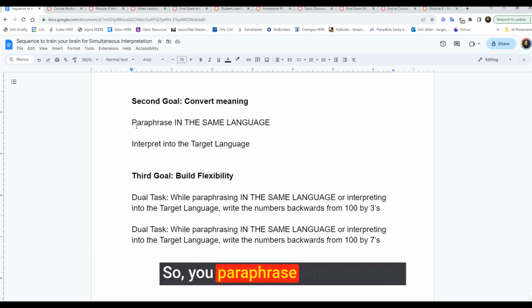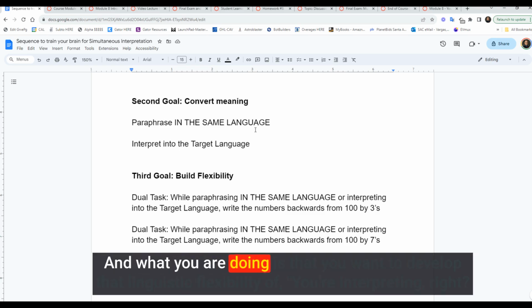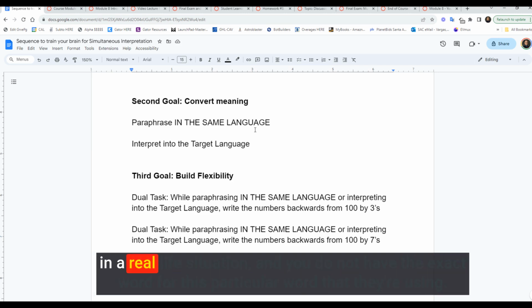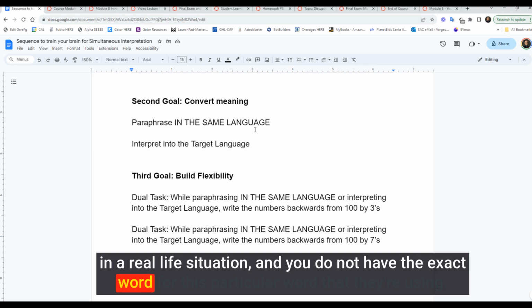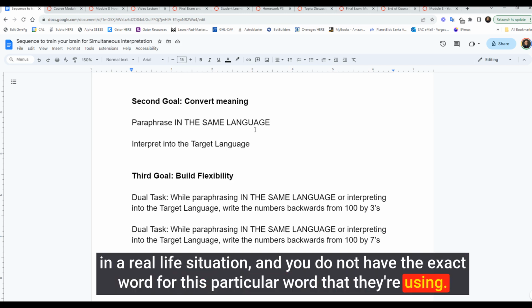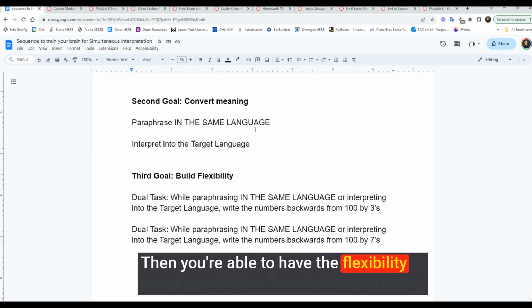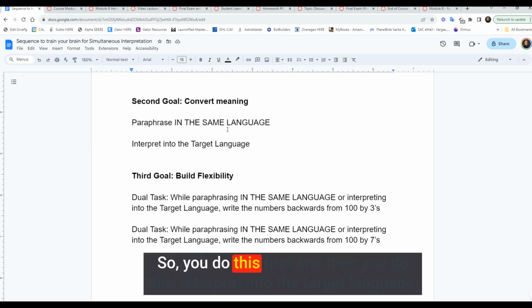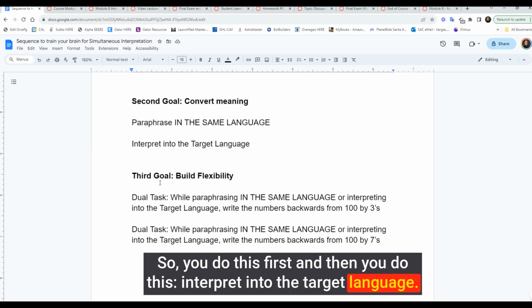So you paraphrase what you hear, and what you are doing is that you want to develop that linguistic flexibility. When you're interpreting in a real life situation, and you do not have the exact word for this particular word that they're using, then you're able to have the flexibility to come up with a different phrasing to say the same thing in the other language. And then you interpret into the target language. So you do this first, and then you interpret into the target language.